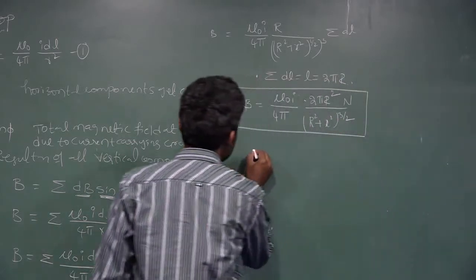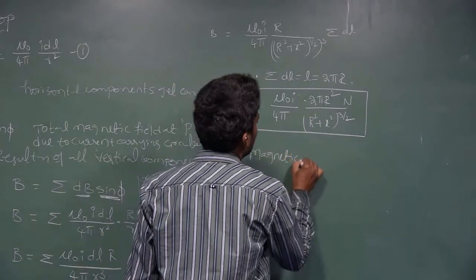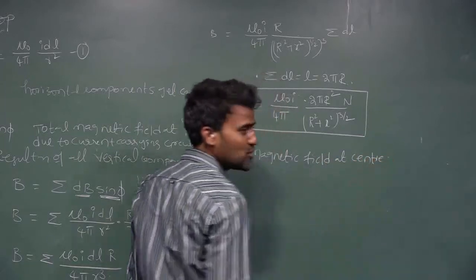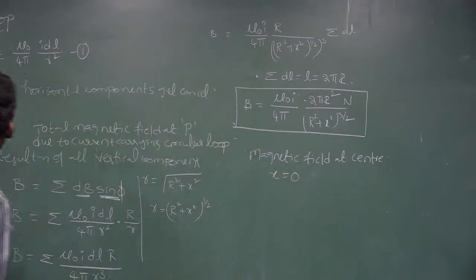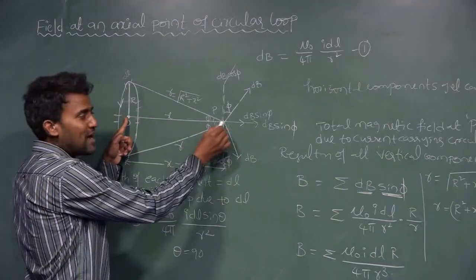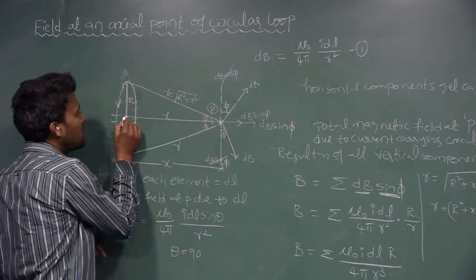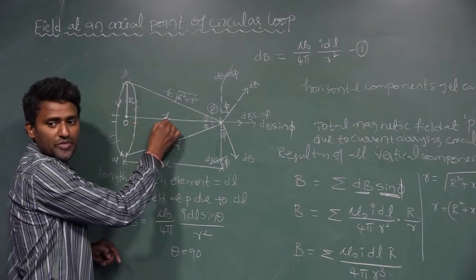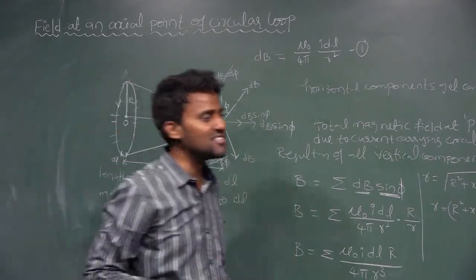For example, the magnetic field at the center: if you want to calculate the magnetic field at the center, then x is equal to 0. See here, this is the magnetic field at a point P at a distance of x, which we calculated. Now if I take this point P at the center, then x is equal to 0.